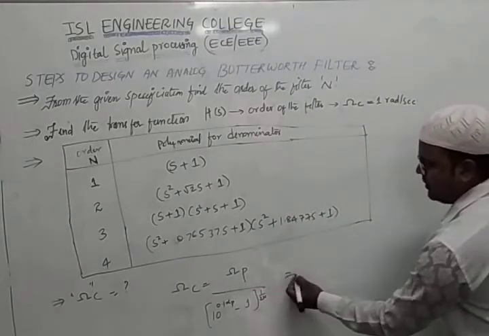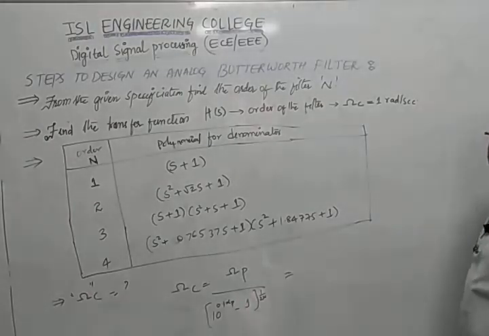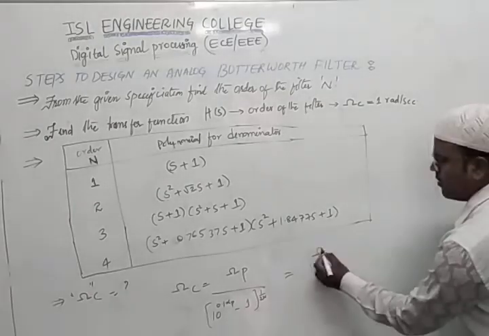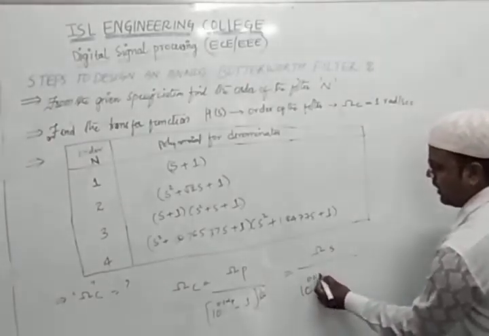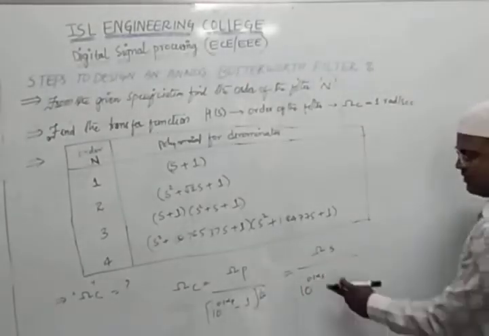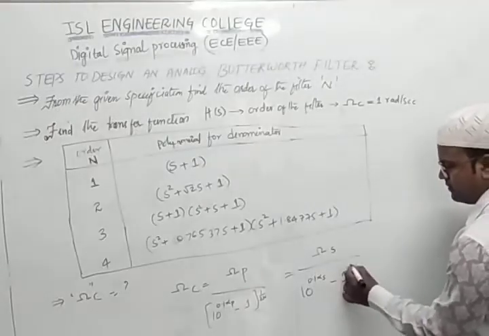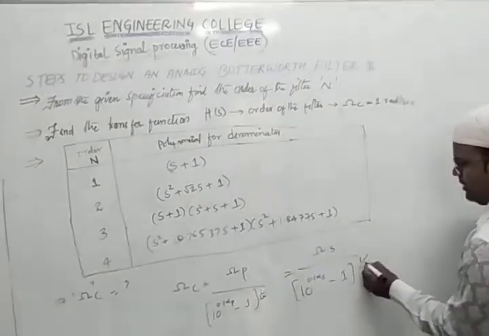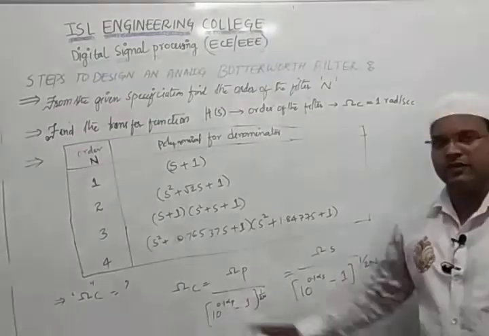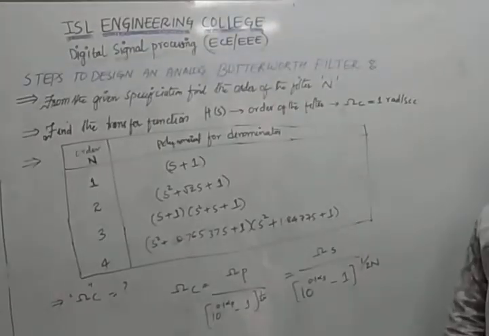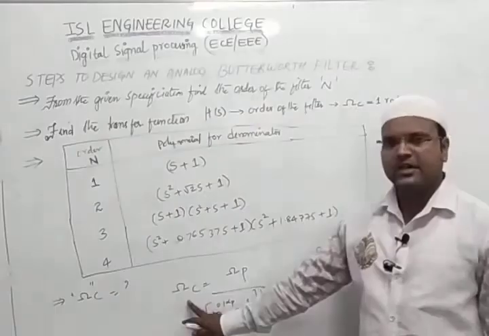Or it can be, if it is in pass band, we will put the value for pass band. If it is in stop band, omega s by 10 power 0.1 alpha s, where alpha s is the cutoff attenuation in stop band, minus 1, whole power 1 by 2n. So if it is in pass band, we will put the value for pass band. If it is in stop band, we can put the value of stop band. You can take any one of them and you can find out the value for omega c.